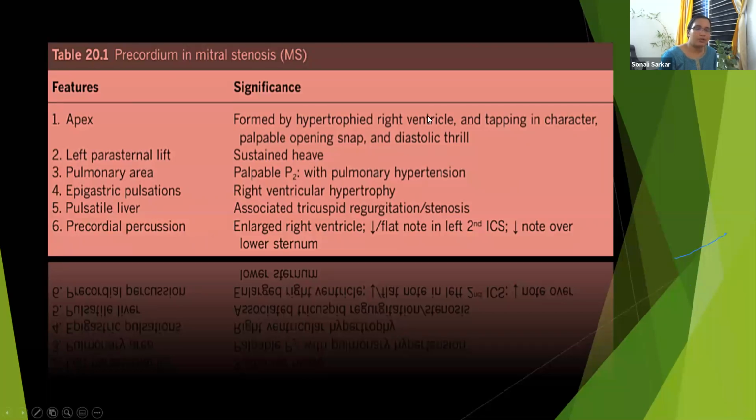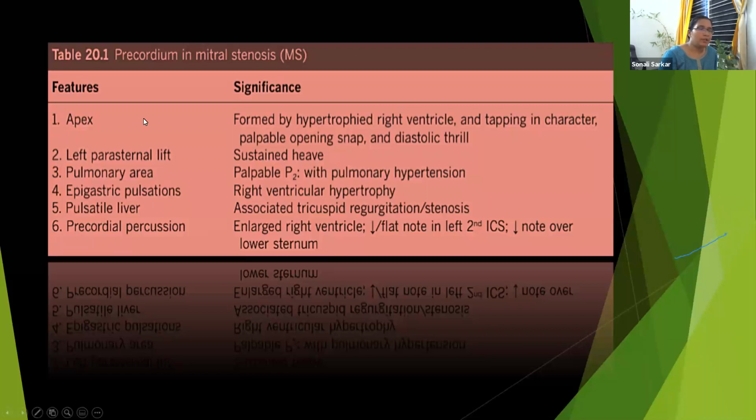If the apex is formed by the hypertrophied right ventricle, where will it be located? It will be located in the left fifth intercostal space outside the mid-clavicular line, but it will not go below the fifth intercostal space. The apical impulse will be more than 3 centimeters in diameter. It may be felt throughout and may be diffuse in character. A diffuse apex more than 3 centimeters in diameter and palpable in more than one intercostal space is most commonly due to the right ventricle, but a localized apex is most commonly due to the left ventricle.